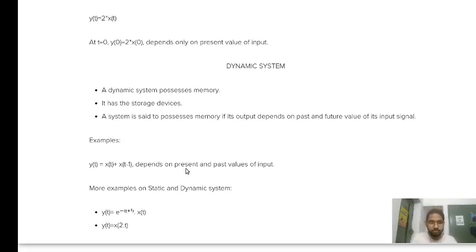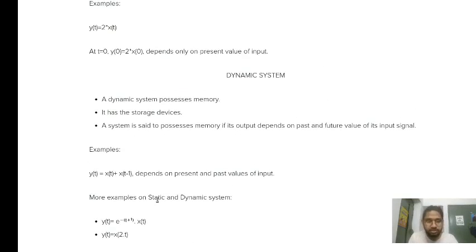Let's see some more examples of dynamic system. y of t equals e to the power minus t plus 1 times x of t, y of t equals x of 2t.